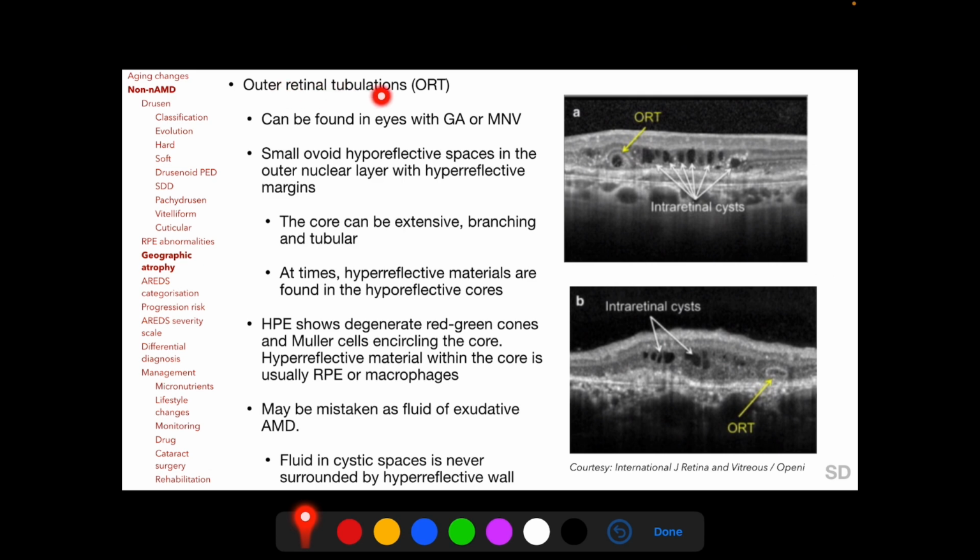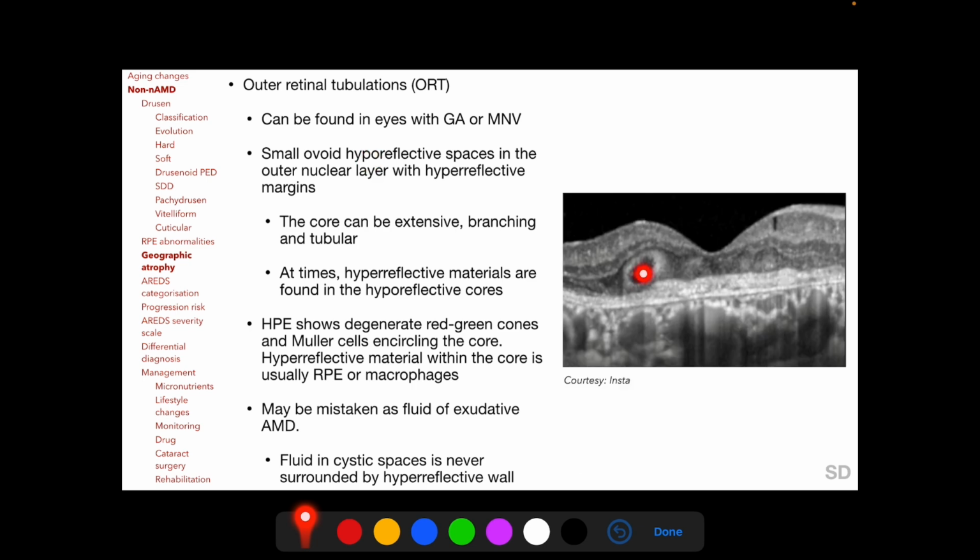Outer retinal tubulations, or ORTs, are another SD-OCT feature which can be found in eyes with either geographic atrophy or macular neovascularization, as seen here in these two photographs. They appear as small ovoid hyporeflective spaces in the outer nuclear layer with a hyperreflective margin. At times, hyperreflective material can be found in the hyporeflective core of an ORT, and on histopathology, ORTs show degenerate red-green cones and Müller cells encircling the core of the ORT.